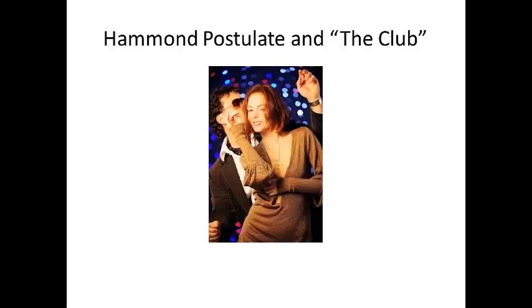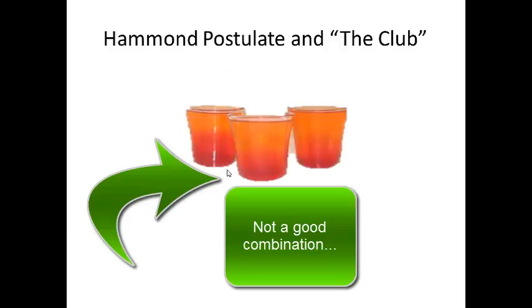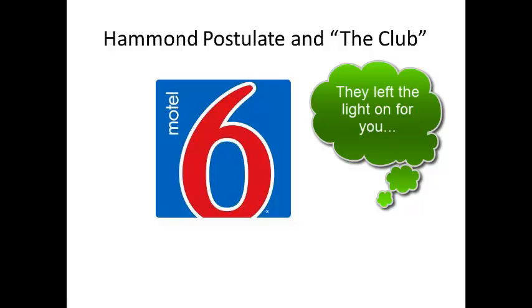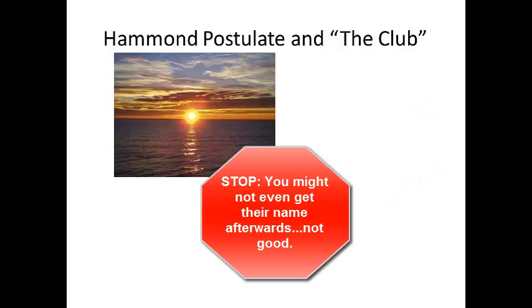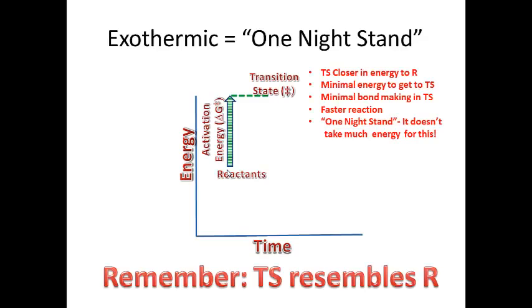All right, so let's make this realistic. Let's talk about the Hammond postulate in relation to the club, right? And I'll make an analogy here. So you're at the club, and not you personally, but you know this happens all the time. Someone may go to a nightclub, they're dancing, they're having a few drinks, and they meet this person, and all of a sudden they're at the motel, and the sun is coming up, the next thing you know, right? And so I like to relate the Hammond postulate to a one-night stand, right? Let's watch it. Notice it's very fast.